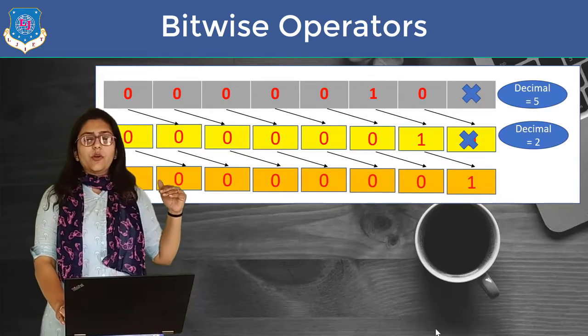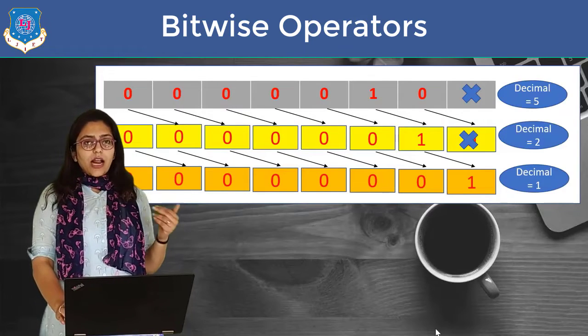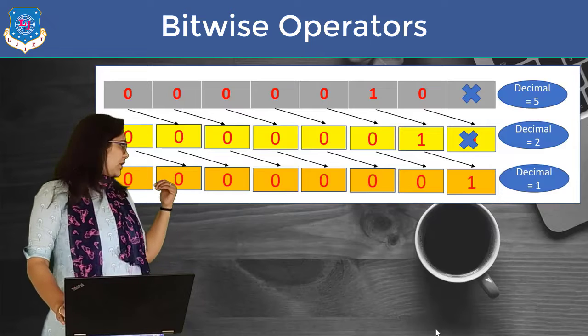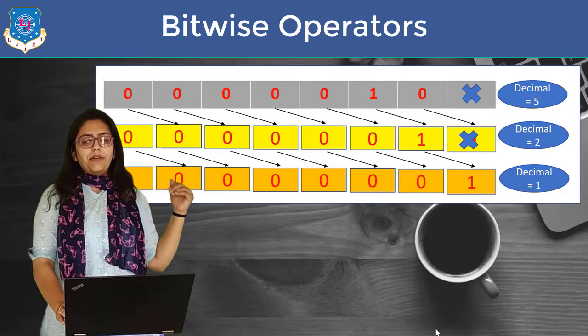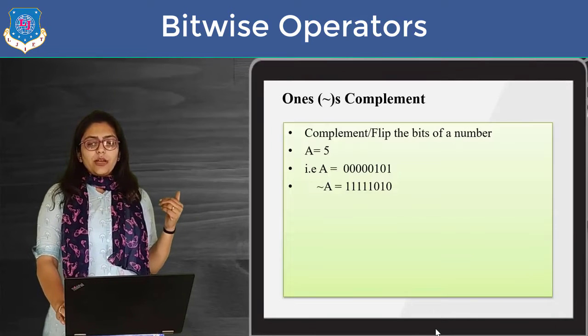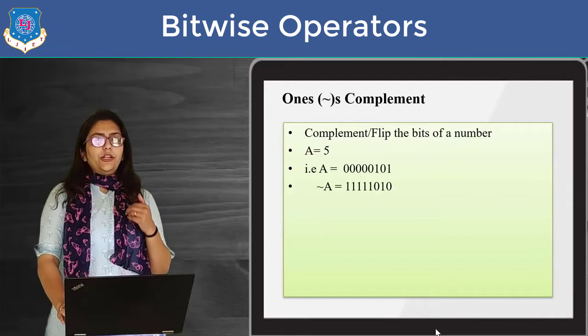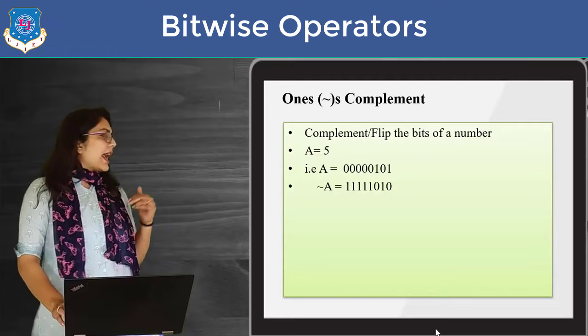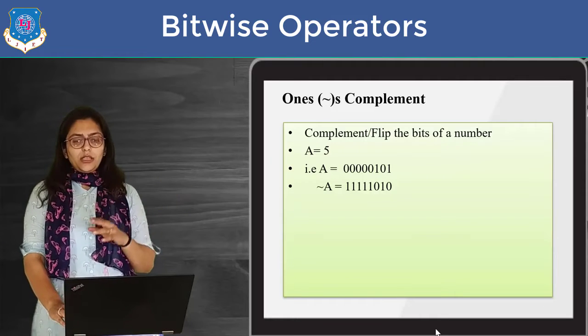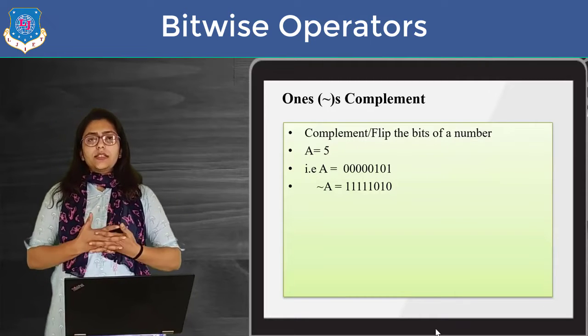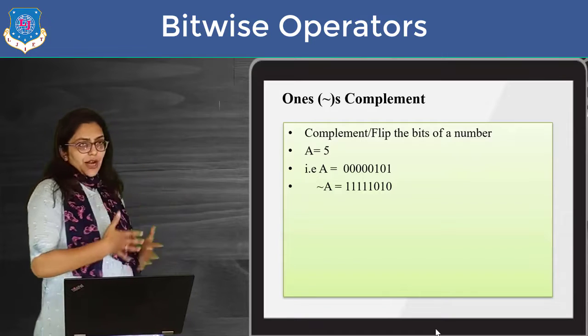Here I am shifting it right, and you can see what the changes are. It is similar to left shift, but here I am doing everything in the right direction. So for decimal 5, first I will get decimal 2, and if I divide 2 by 2, I will get 1 as the answer for this operation. So this is all about left shift and right shift.